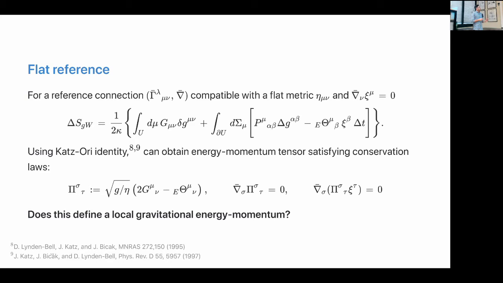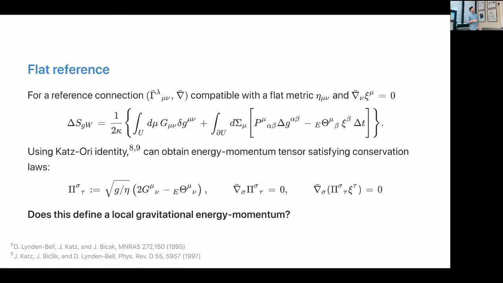So if you have a flat reference connection, so it's a reference connection that's compatible with the Minkowski metric, what you can do is choose a vector field that is covariantly constant. And if you make that choice, then your Weiss variation simplifies greatly. And so really all I've done is I've just chosen the reference connection. I haven't said anything about the bulk dynamics. There's no restriction there.